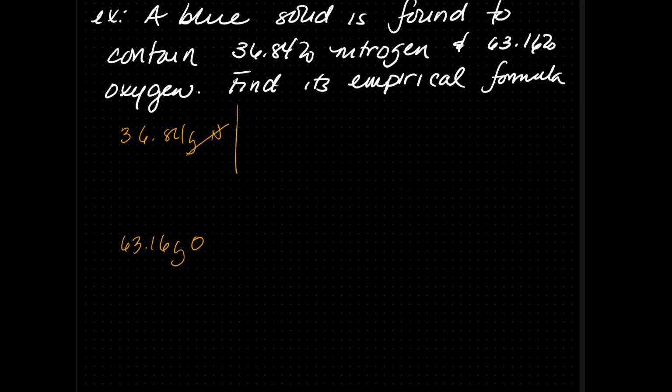Now I'm going to go from mass to moles doing molar mass. So if this is grams of nitrogen, diagonals have to cancel out, so that's grams of nitrogen, which is equal to 1 mole of nitrogen. Off the periodic table, the mass of nitrogen is 14.01. So 36.84 times 1 divided by 14.01 is 2.629 moles.